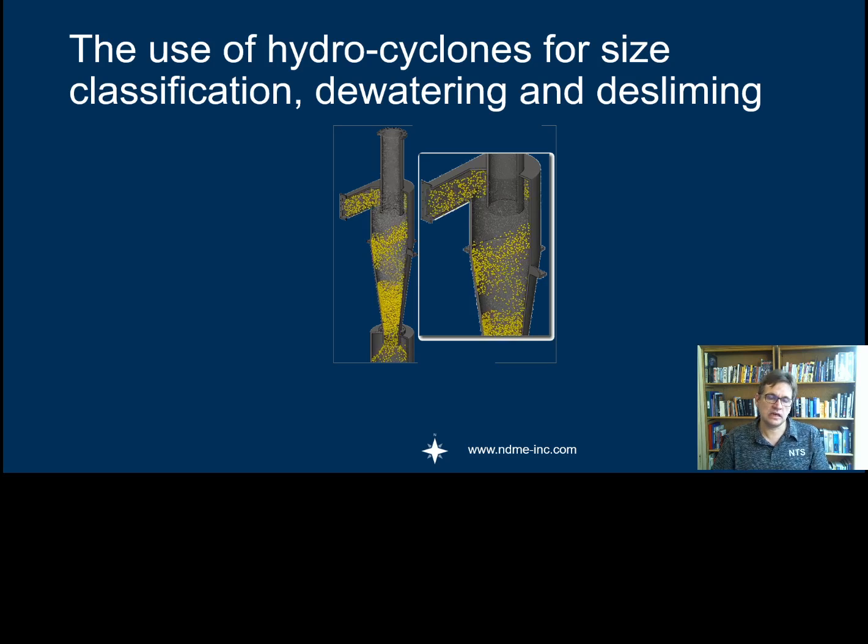Now, it's a hydraulic sizing device, which means that it uses hydraulics, water flow, to separate particles. The density of a particle, its SG, also has an influence on the separation of a particle. But a hydrocyclone is not just for size classification. It can be quite useful in dewatering and desliming applications in a mineral processing and metallurgical flow sheet.